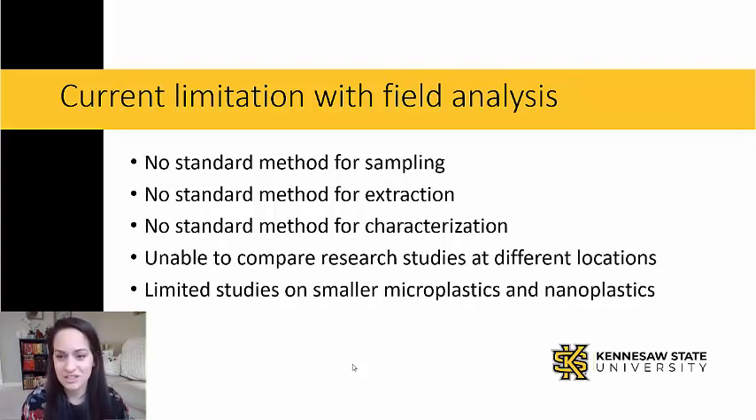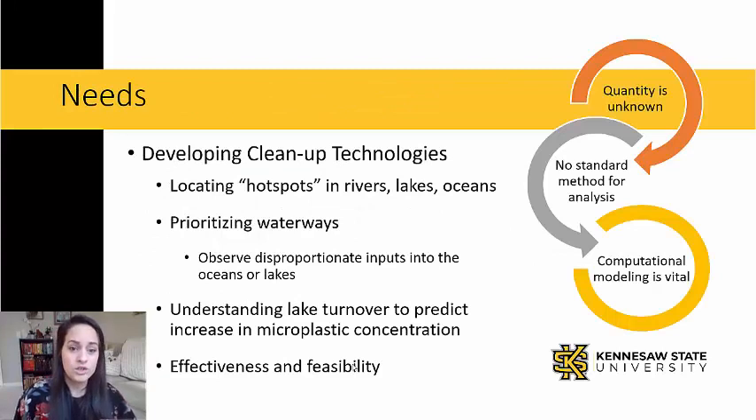There are different methodologies that are produced, but what that means is every single journal article you look at for microplastics is using a different methodology. So there's no way to compare these studies and really get a feel for what's out there, right? And there are also limited studies on these smaller microplastics and nanoplastics as well, so we don't have a good grasp on those yet. So what are our needs?